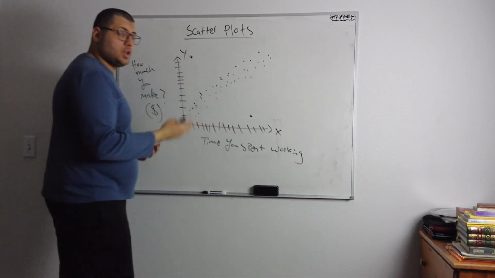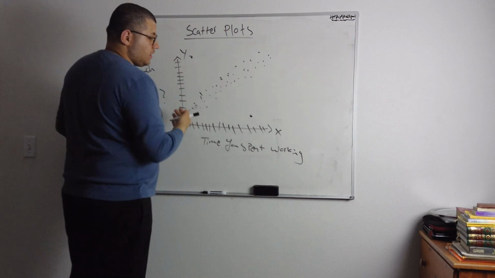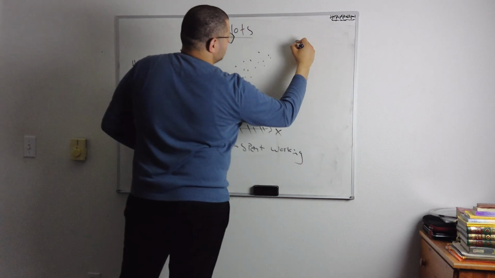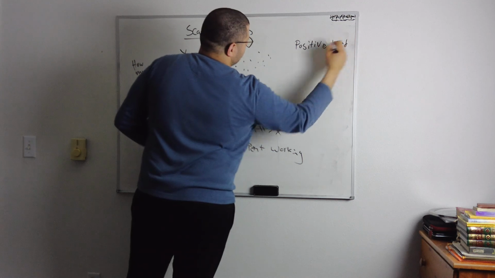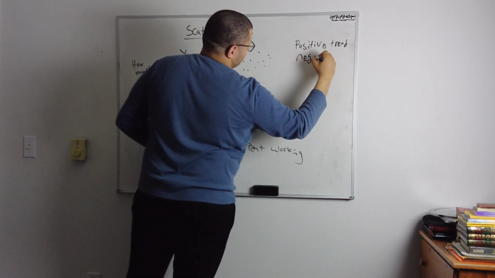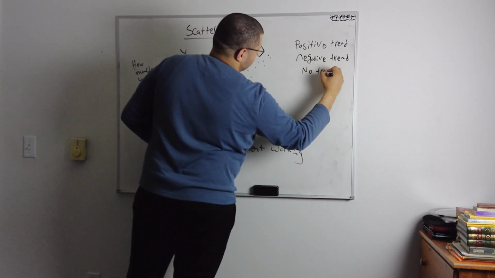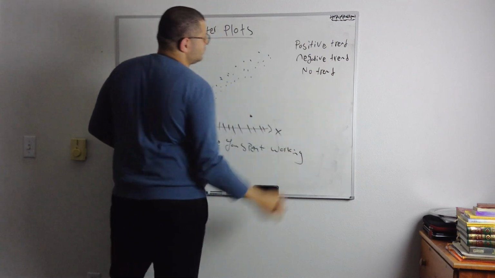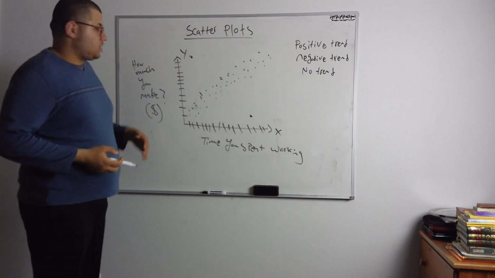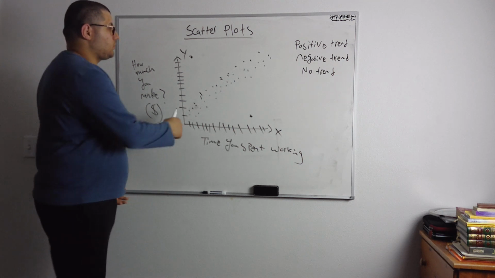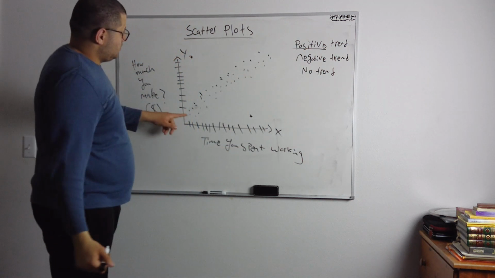But now the first thing, when we look at a scatter plot, we should be able to determine if this data represents a positive trend, a negative trend, or no trend at all. Well, of course, the more time you spend working, the more money you're going to make. So, of course, it's going to go up. So it's going to be a positive trend. Plus, you can see it going up.